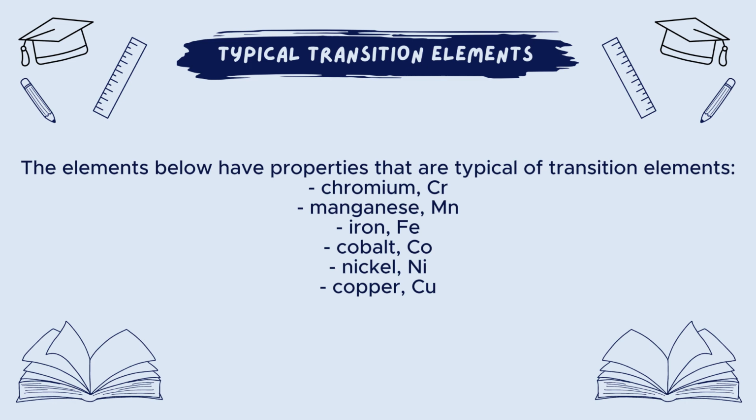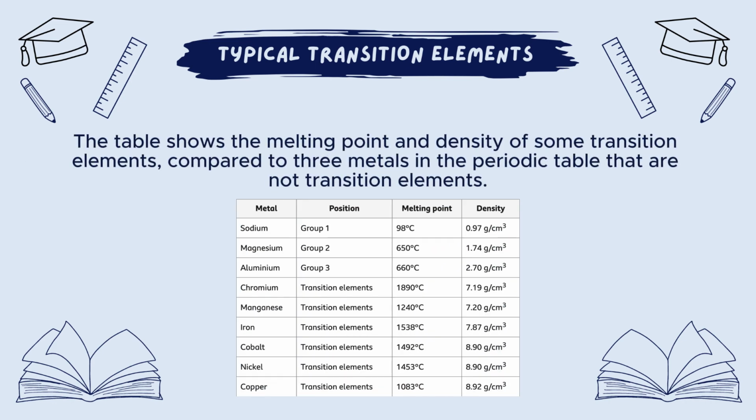The elements below have properties that are typical of transition elements: chromium, manganese, iron, cobalt, nickel and copper. The table shows the melting point and density of some transition elements compared to 3 metals in the periodic table that are non-transition elements. The transition elements have higher melting points and higher densities.